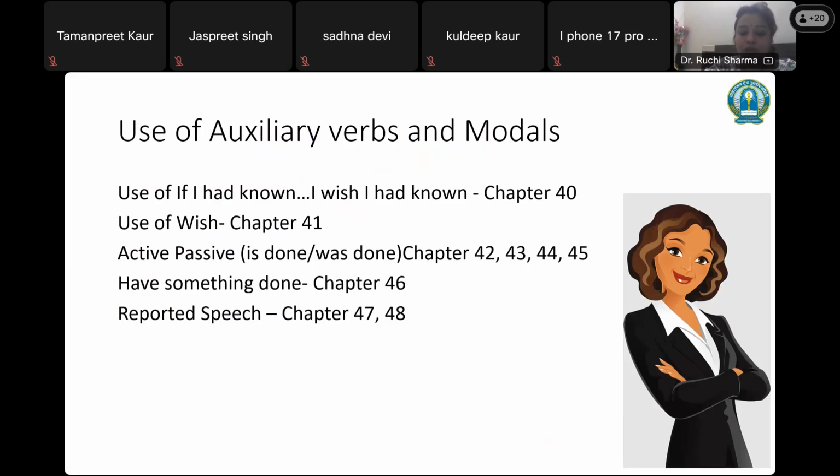Now, we have 'something done' in chapter 46 and reported speech in chapters 47 and 48 that we are going to cover. Okay. So let's move further.